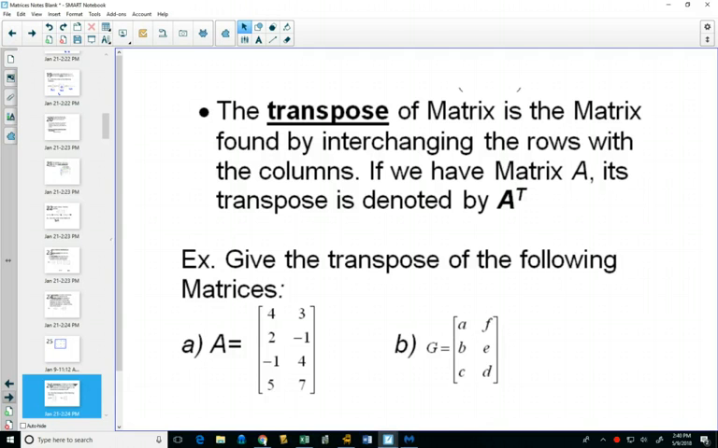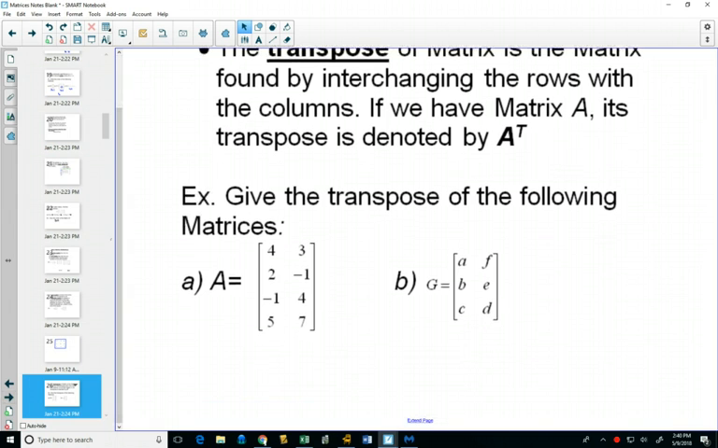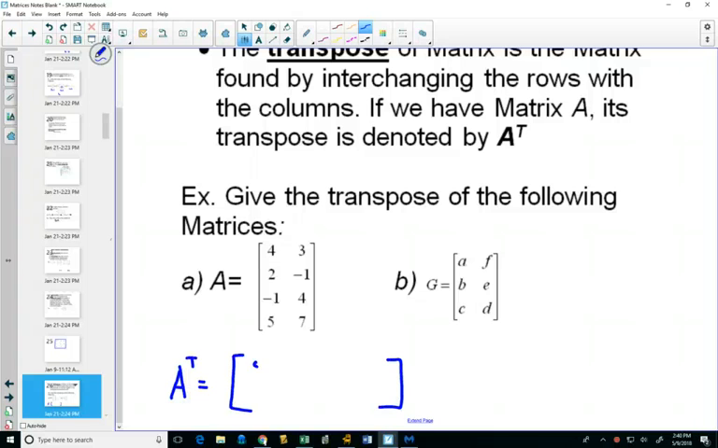Transpose of a matrix is the matrix found by interchanging the rows with the columns. Okay? So if I've got this matrix here, the transpose of this matrix is 4, 3, 2, -1, 5. So column 1 becomes row 1. Column 2 becomes row 2. And row 1 became column 1, and row 2 became column 2. So you're just switching the rows and the columns. Now we don't use the transpose very much.